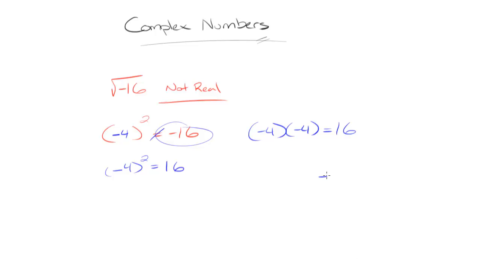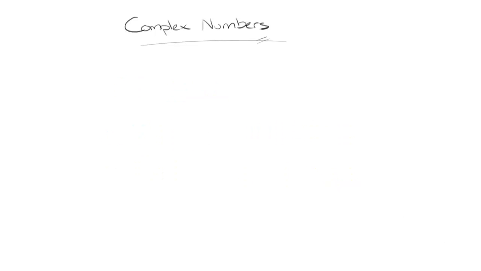So the question becomes, what if we need to? There is a purpose in physics and engineering for when we multiply, we want to get a negative number out, like negative 16. So how do we make that happen? So we invent a new number, and the number is i.